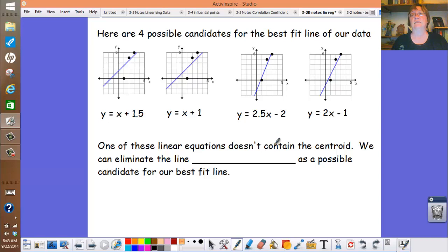One of these does not contain the centroid. So let's put a 2 in for x and evaluate the y. If you do not get 3, that's the one that doesn't fit. So we know that y equals x plus 1.5 is not a good candidate. If you put 2 in for x and all of the rest, y would equal 3. So the centroid, these are all still in the works. 2.5 times 2 is 5, and 5 minus 2 is 3. 2 times 2, 4 minus 1 is 3. So all 3 of these contain that centroid.